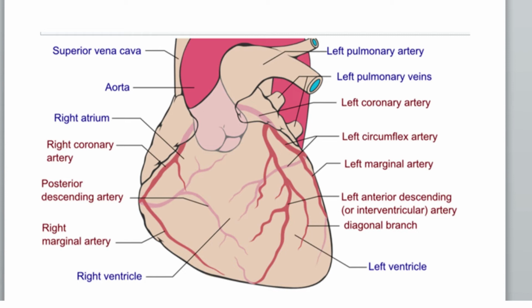After giving out the right marginal artery, the right coronary artery makes a turn and goes posteriorly, and then it descends, giving the name posterior descending artery, PDA. The PDA supplies the right and left ventricle and also the posterior 1/3 of the interventricular septum. The RCA also supplies the SA node and the AV node of the heart.